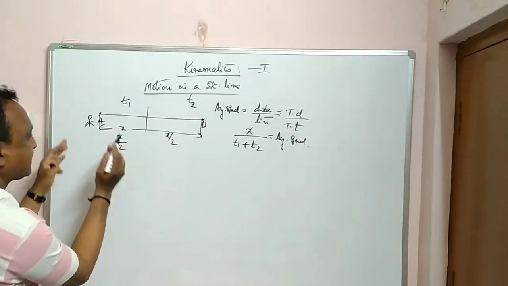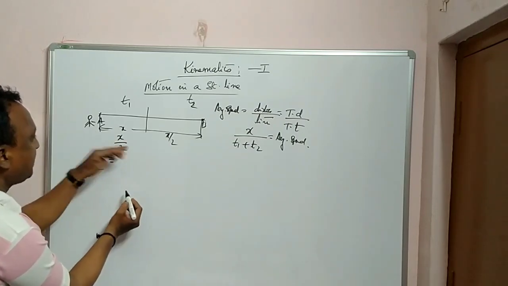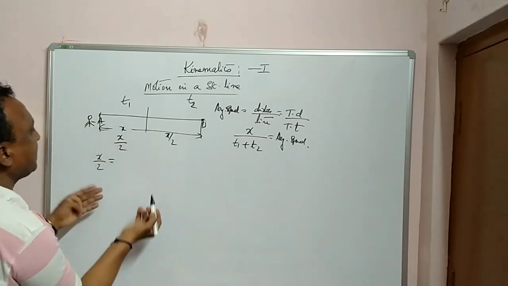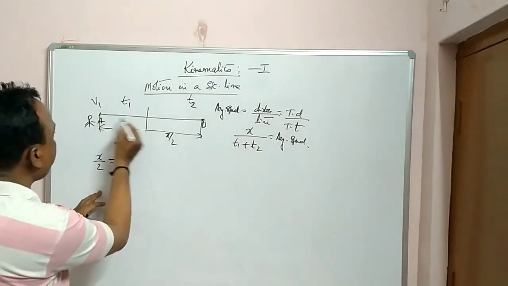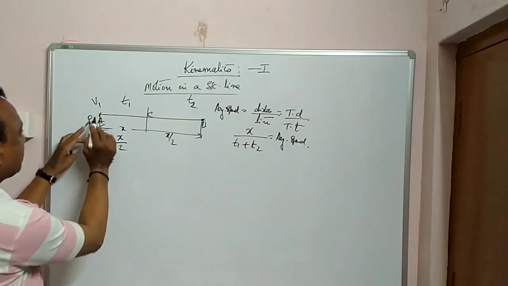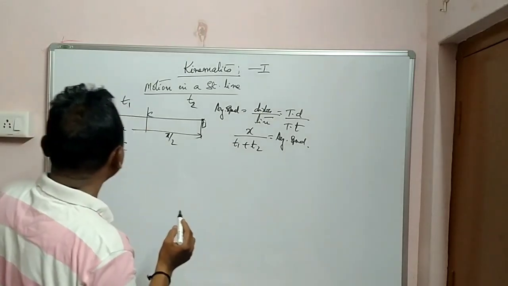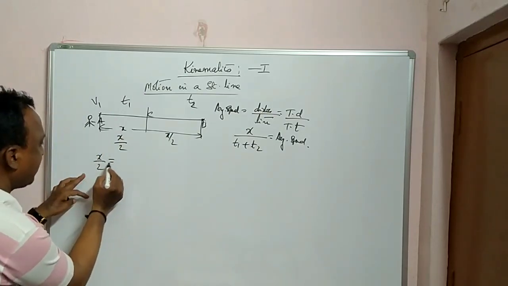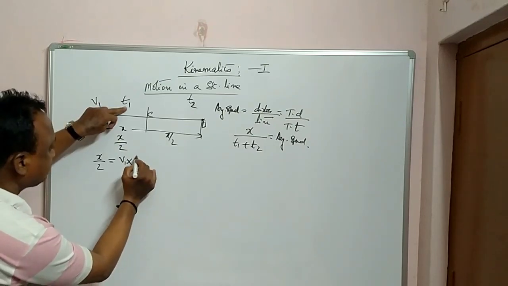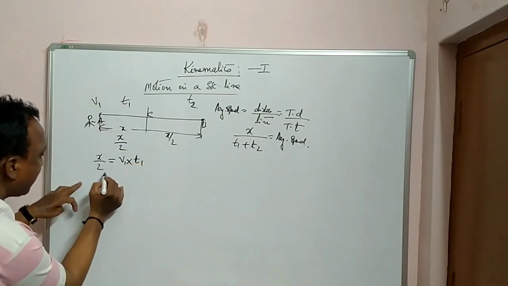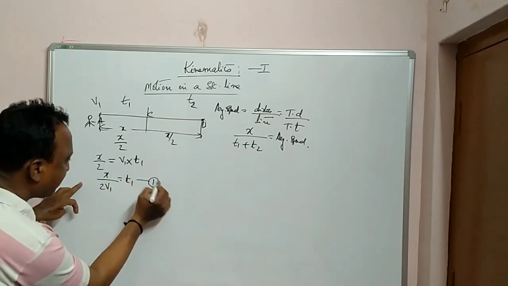So first I will calculate using the distance here. See, distance is equal to speed into time. From here to here, what is the speed? We don't know the speed also. Let it be V1. Let the point be C, so from A to C, let the speed be V1. So what will be the distance? x by 2. Distance is equal to speed into time, so from this, time t1 is x by 2 V1, equation 1.